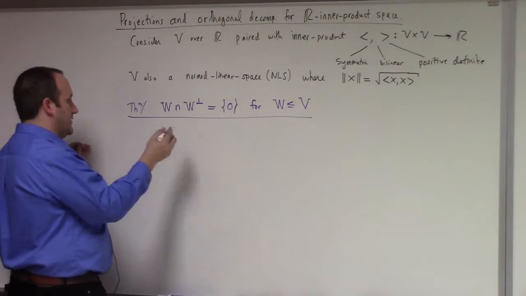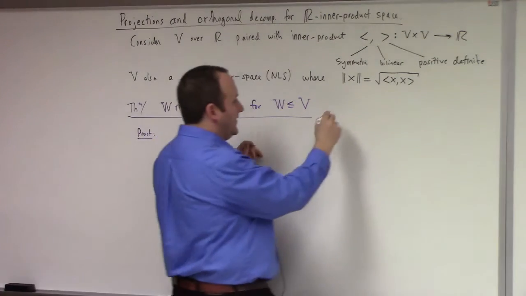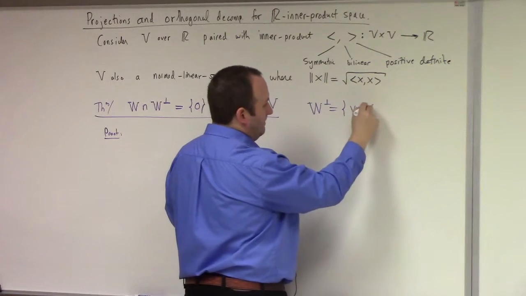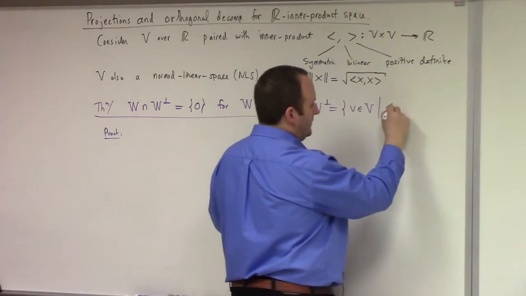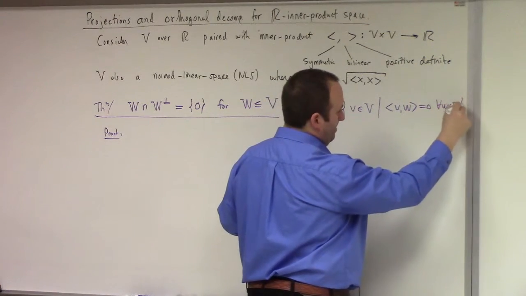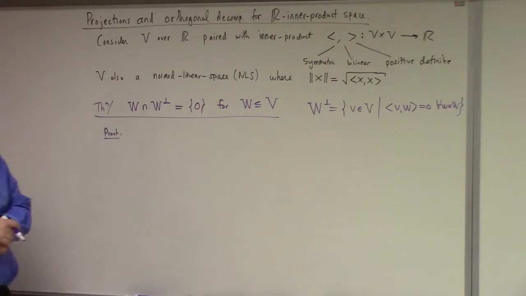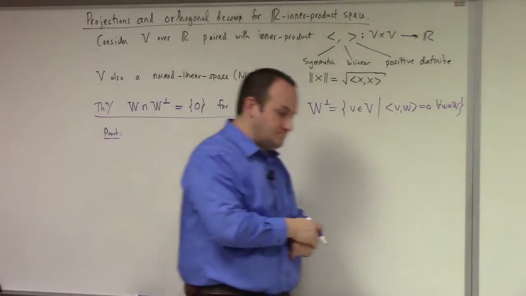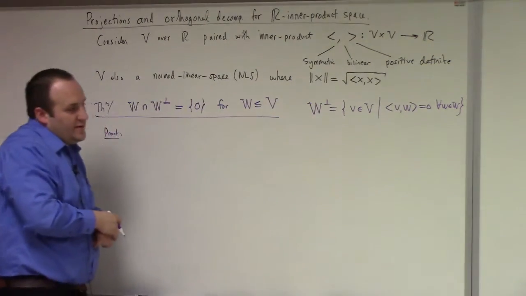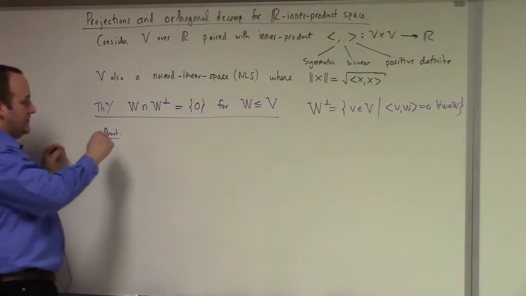All right, so let's see how this goes. Now, I guess some of you are wondering what's W perp. If you forgot, W perp is by definition the set of vectors v in V such that what? The perp to W is the set of vectors in V which are orthogonal to every vector in W. Geometrically, it's the perpendicular space. Okay, fine.